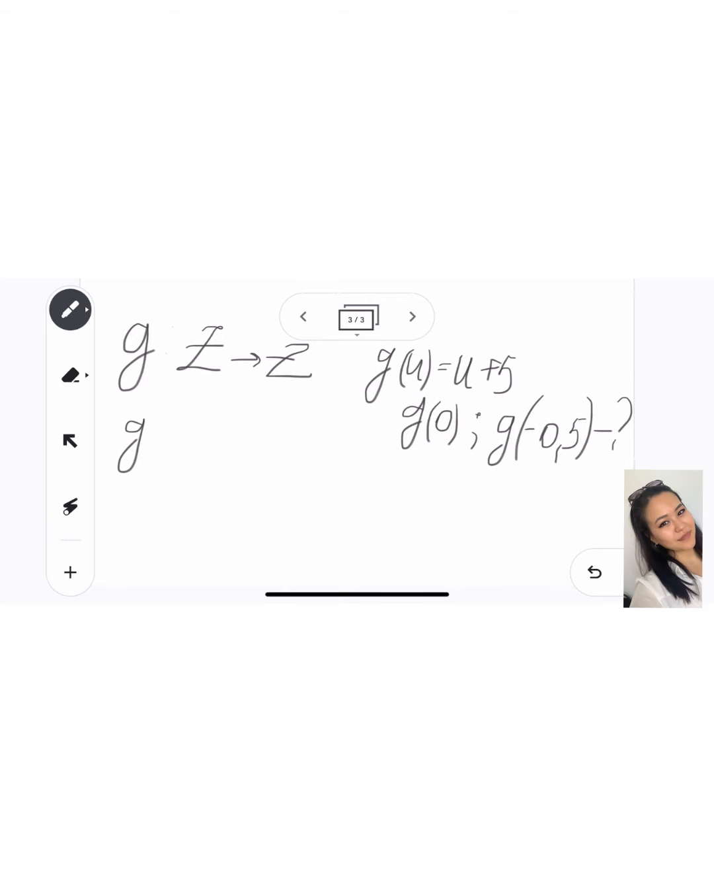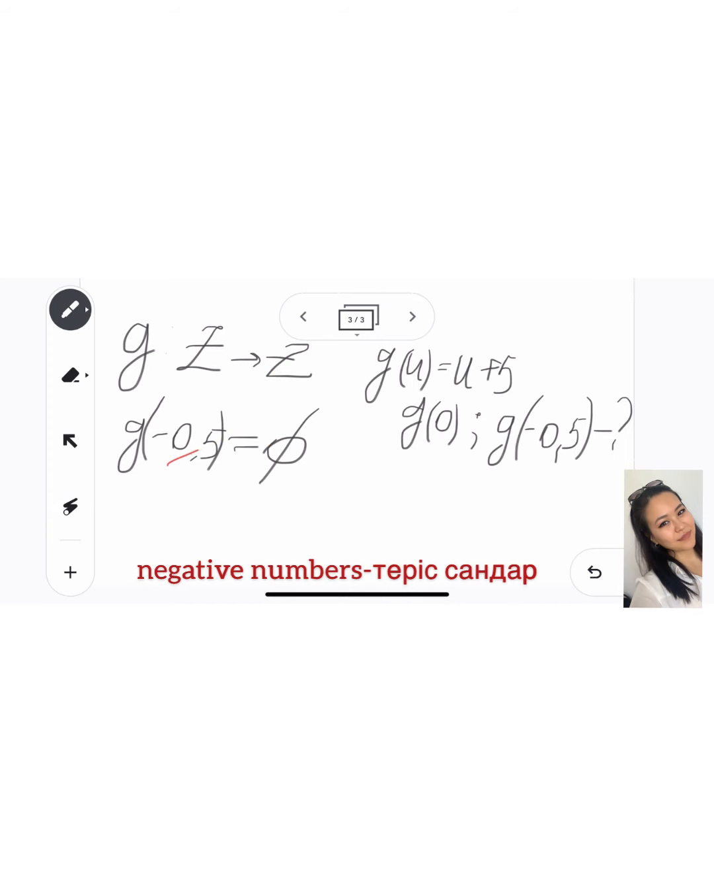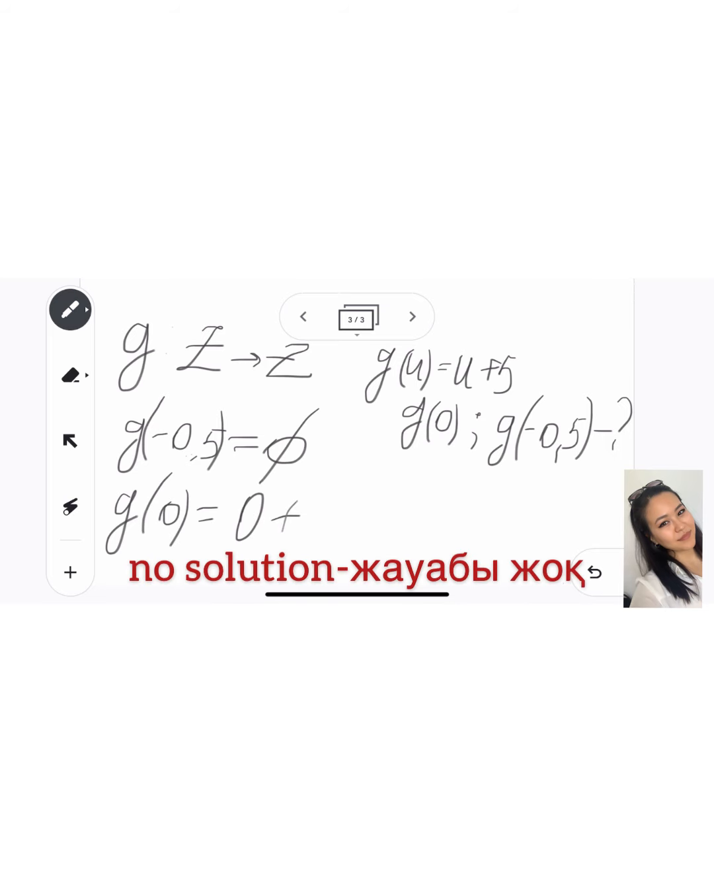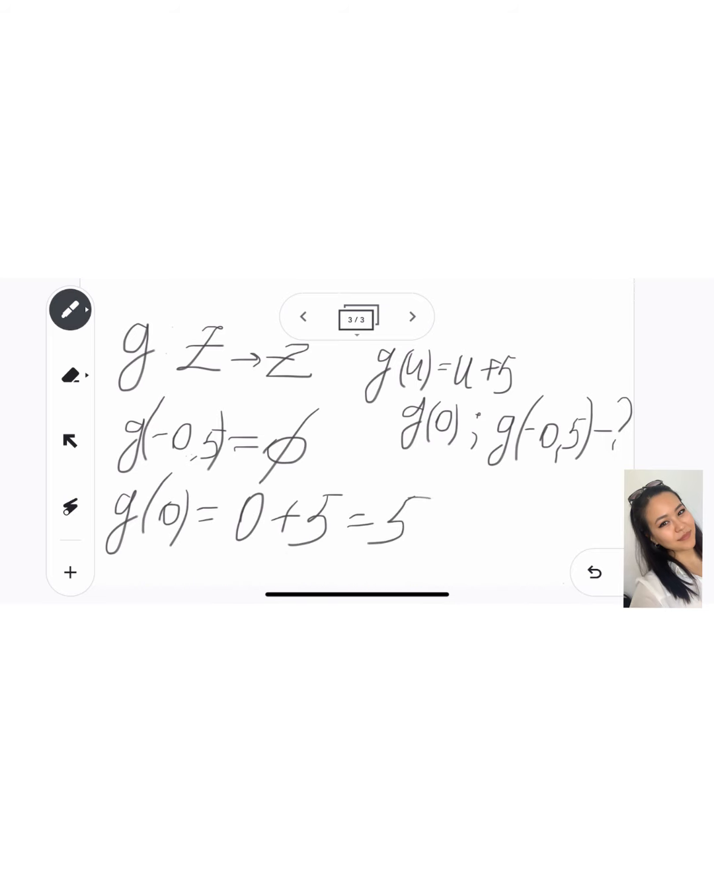I'm going to find negative 0.5 first. So it's undefined. It has no answer because Z does not include negative numbers. It can have only positive numbers. So it's undefined, no solution. The next one is g of 0. We put 0 in the place of u. So the answer is 5.